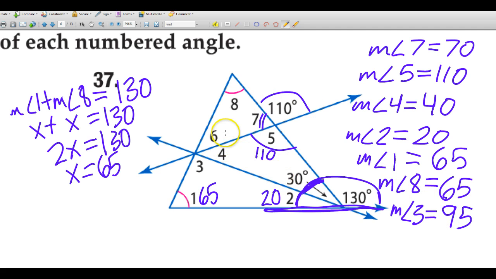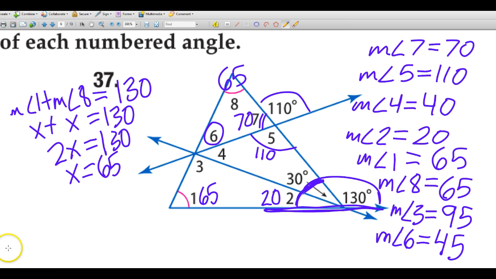Let's see, what else do I need? The measure of angle 8 is 65. The measure of angle 7 is 70, so I can find the measure of angle 6. If I add these two angles together, that would be 135. And if I subtract 135 from 180, I would get the measure of angle 6. So 180 minus 135 would be 45. So the measure of angle 6 is 45 degrees.